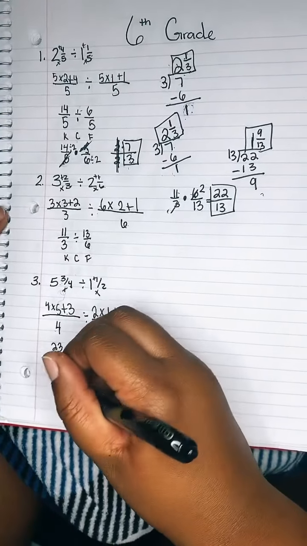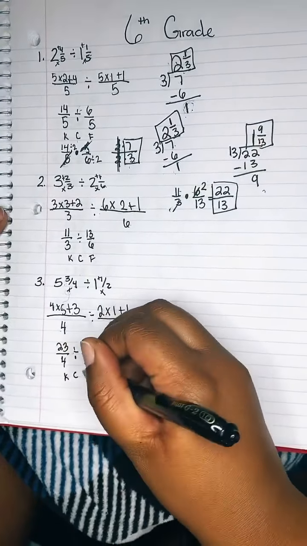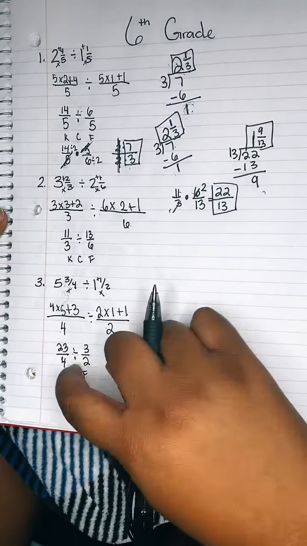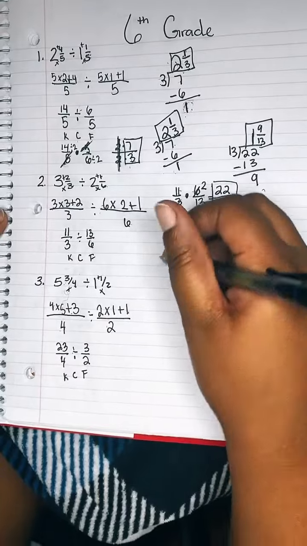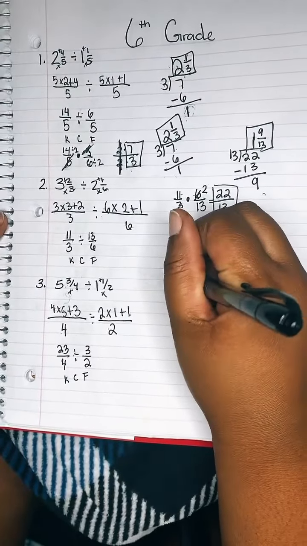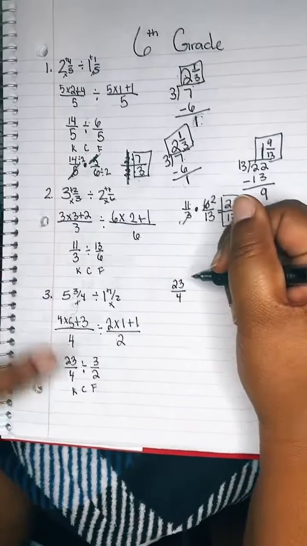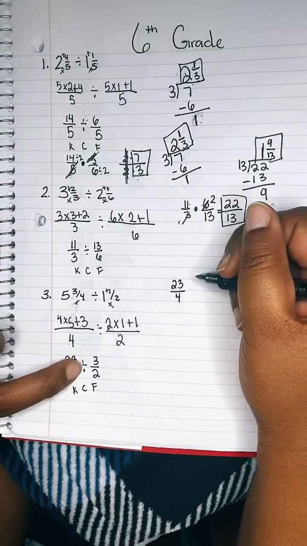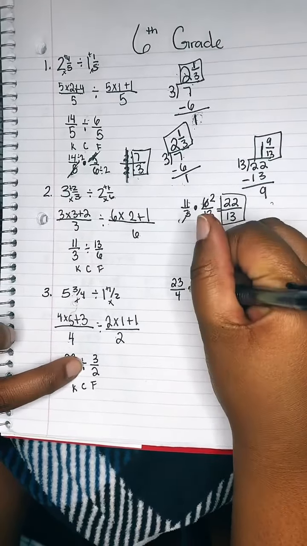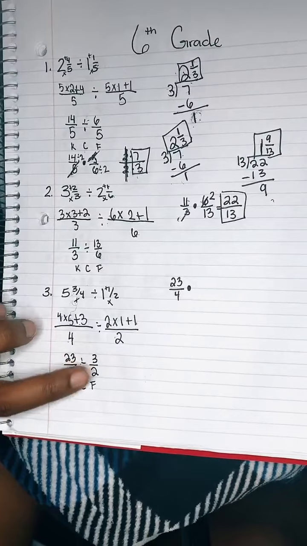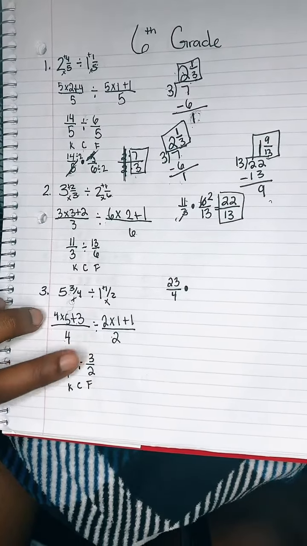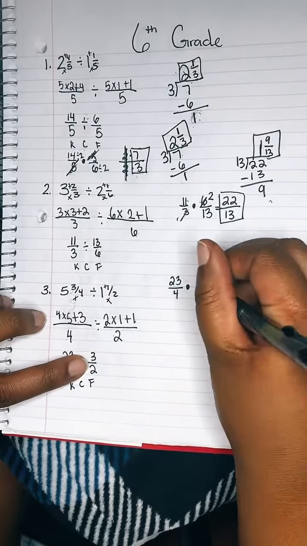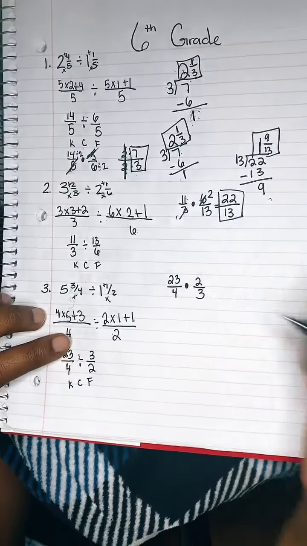So now we're going to keep, change, flip, okay? Keep this, change this, flip this. So we're keeping this the exact same. So I'm going to write it over here, okay? So we're going to put 23 over 4. And we're going to change this to its opposite. So we're going to times instead of divide, and we're going to flip. So we're going to flip this. And flipping means the 2 has to go on top and the 3 has to go on bottom.